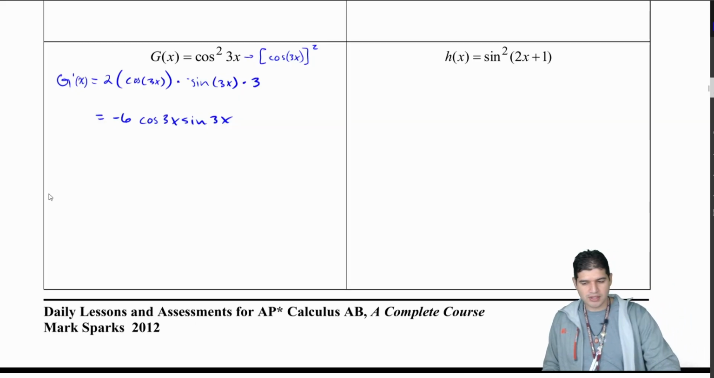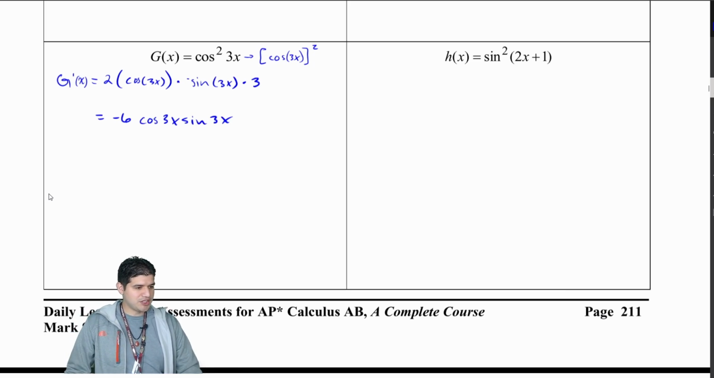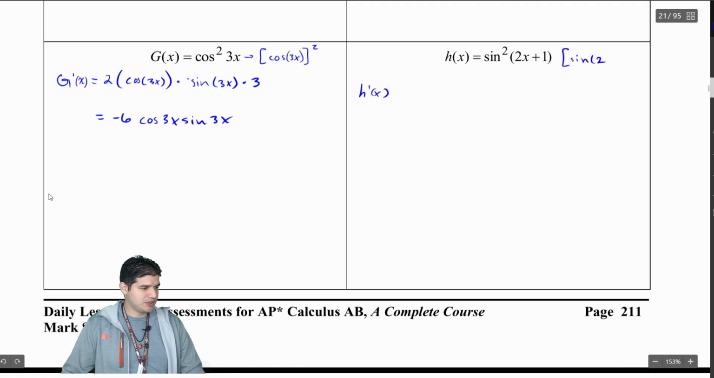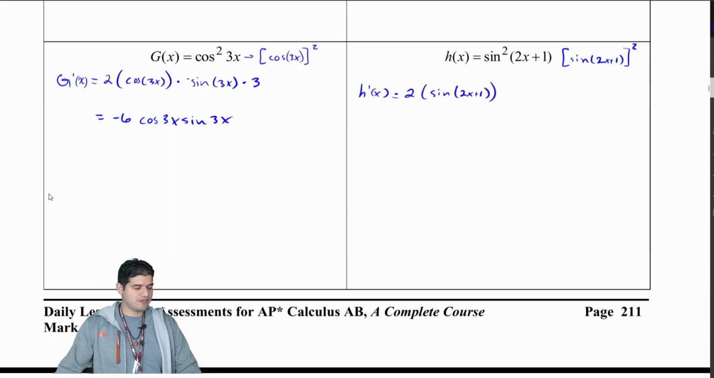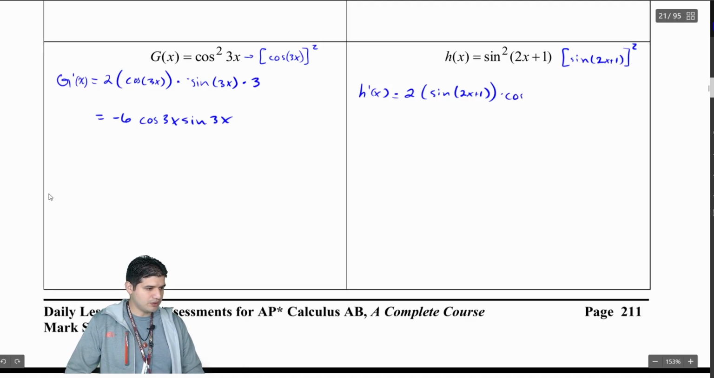And now over here on the last problem of this page, we're going to find h prime of x. And again, we're going to just rewrite this very similar to this one that we just did, where we're going to have sine of 2x plus 1 to the second power. So bring that 2 down, subtract 1, and hold on to the middle. So sine of 2x plus 1. Okay. Now multiply by the derivative of the inner part. So the derivative of sine is cosine. So times cosine, hold on to the 2x plus 1. And then multiply by the derivative of that inner part, so times 2.